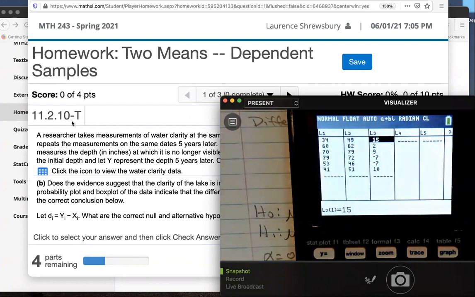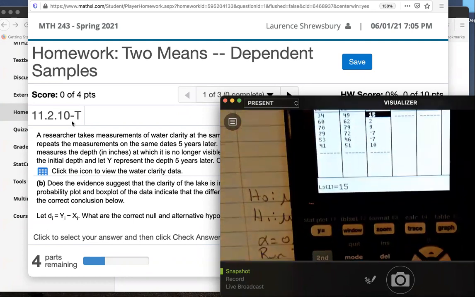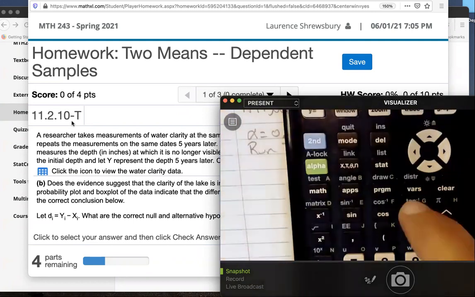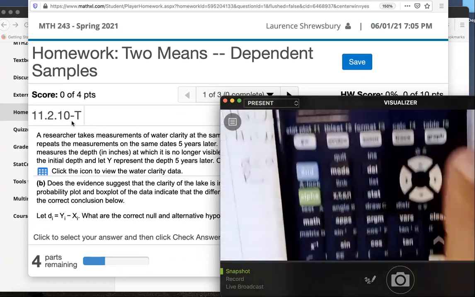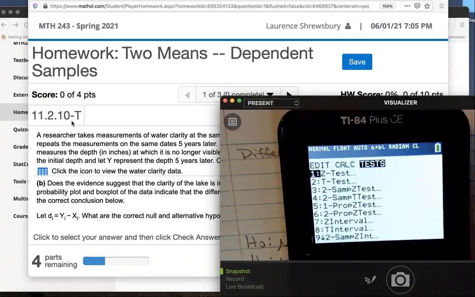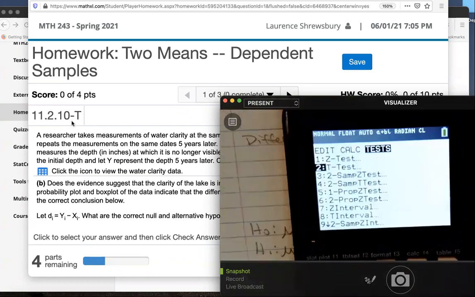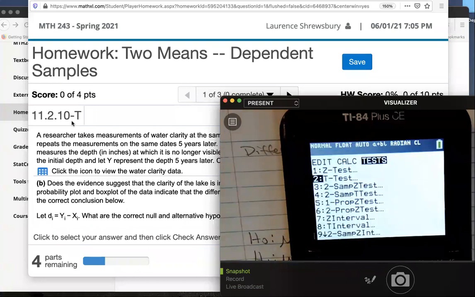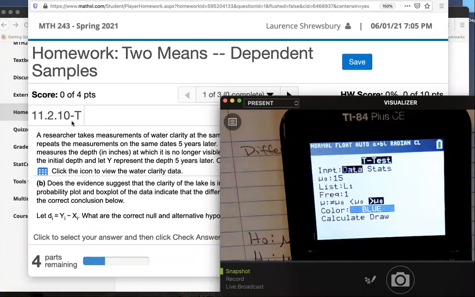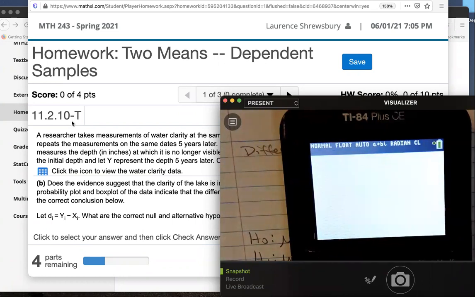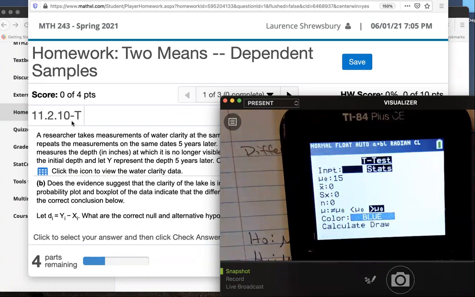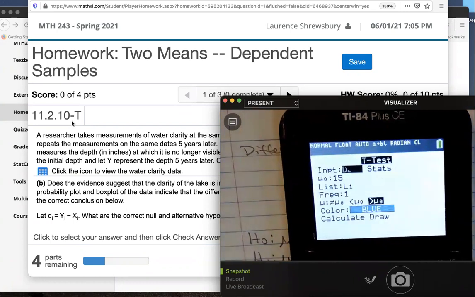So all we got to do is run a t-test on list three, these differences. Now we could run one-var stats on this and get the sample mean and sample standard deviation, but it's just simpler to do it this way. So we're going to press stat and get over to test and go to t-test. Now, isn't this odd? We got two samples, and yet we're using t-tests, which we think of as just being one sample. But when you got matched pairs, it boils down to just one sample of differences. And that's what we're going to run the t-test on.